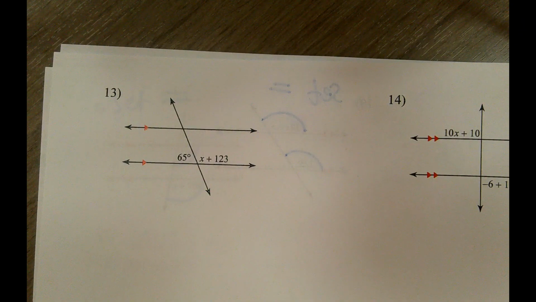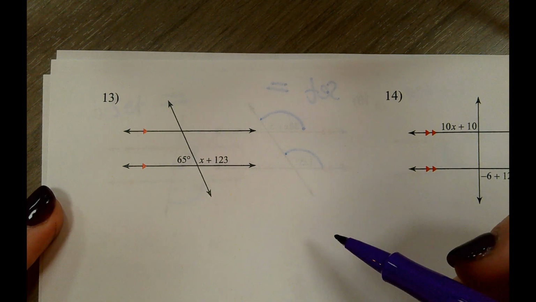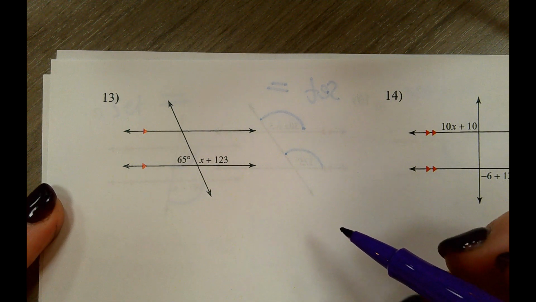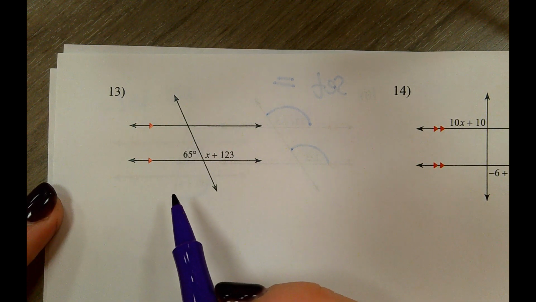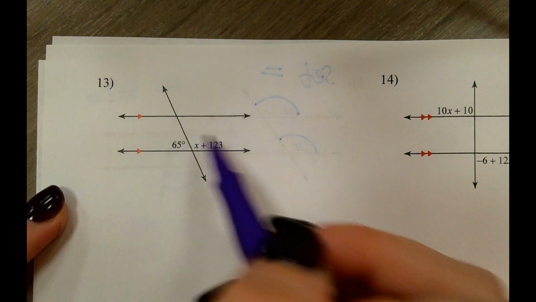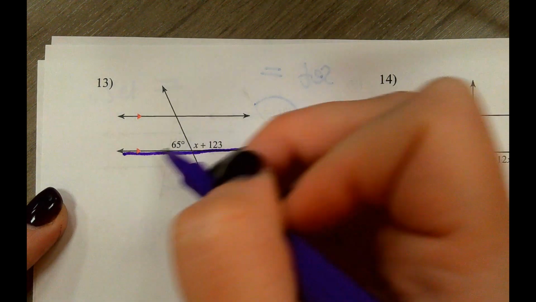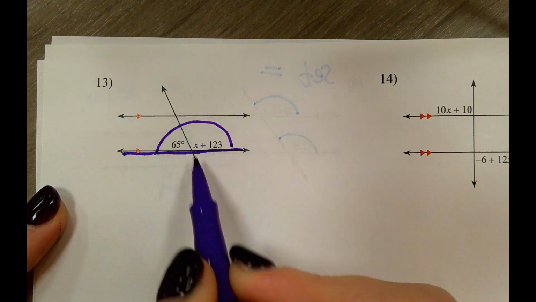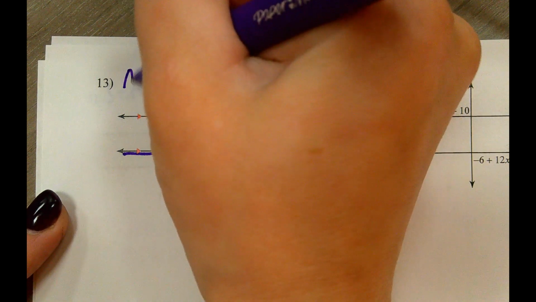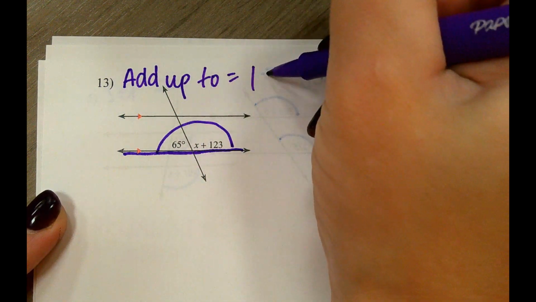Next page, 13, equal or 180? What do we think? 180, perfect. Notice they make a straight line. They're also very clearly not the same size. One is really big, one is really small. So these are going to add up to equal 180.